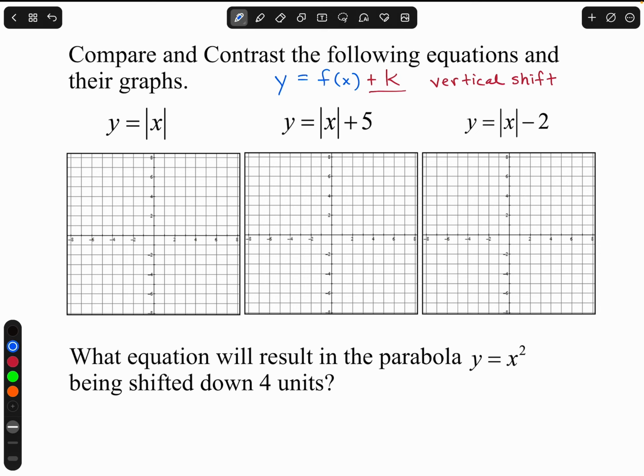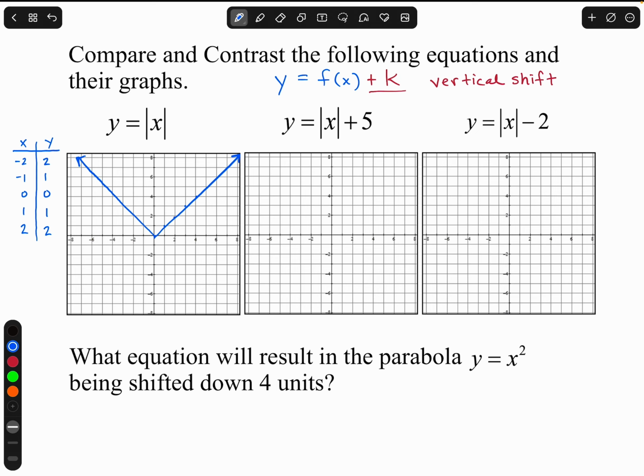So let's look at our first function here, y equals the absolute value of x. This is our parent graph for absolute value. If you think back to your absolute value parent table, we would have had -2, -1, 0, 1, and 2. The outputs for this one were 2, 1, 0, 1, and 2. And it made that nice V shape. Sorry, I'm trying to draw as accurately as I can without a ruler.